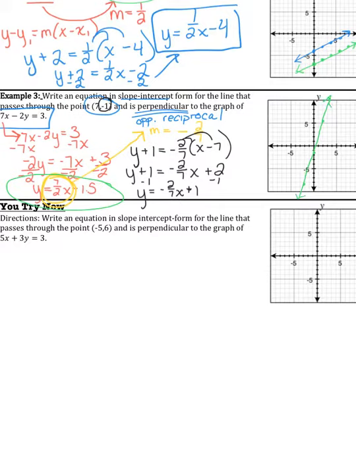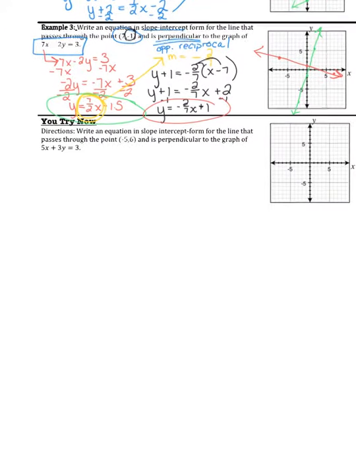And now I'll go ahead and graph this in red. So I start at 1, and I go down 2 over 1, 2, 3, 4, 5, 6, 7. I'll go up 2 over 1, 2, 3, 4, 5, 6, 7. And I've got a great set of perpendicular lines. So why don't you guys try the last one on your own? So write an equation in slope-intercept form for the line that passes through this point and is perpendicular to the given graph.